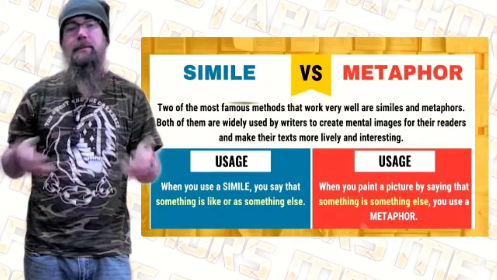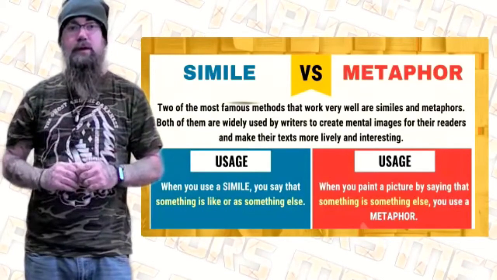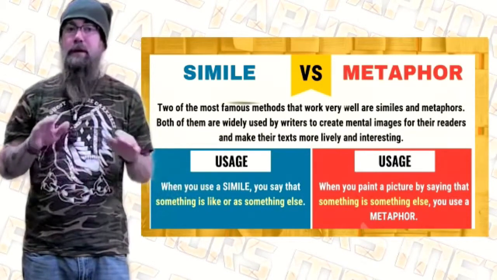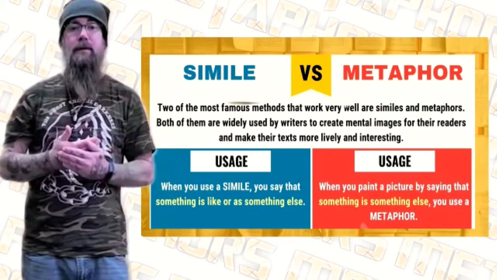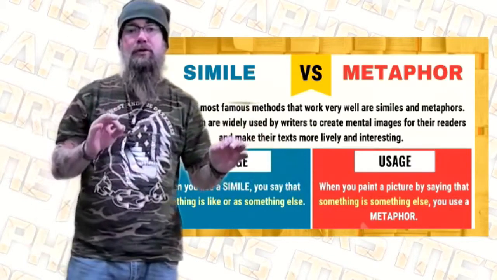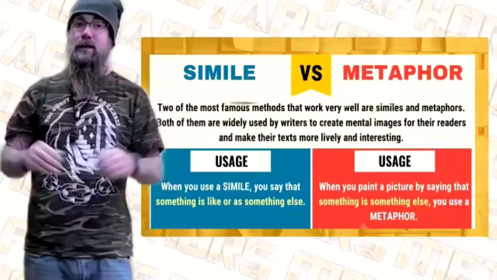And why do we use them? It's more interesting, it's creative, it's poetic, it's a cool way to express yourself. They are different in the way that they're used. With a simile, we're comparing the two unlike things, and we're using the word like or as to compare them. When we're talking about metaphors, all we're doing is trying to paint a picture in your head, and we're directly stating one thing is the other.